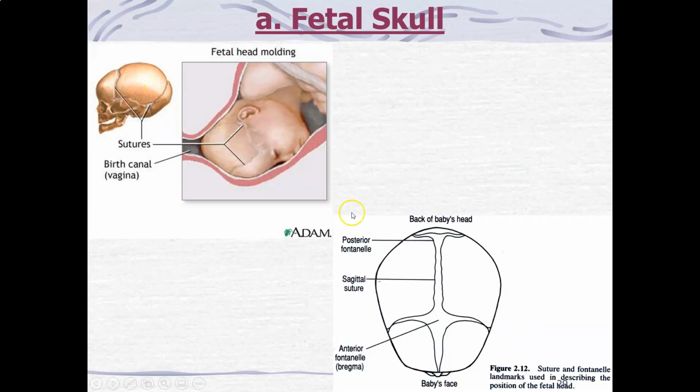All right, so here are the sutures in the fetal skull. These are the suture lines. So you see that the skull is not fused at all, and that is so that these bones can cross over each other as needed to shape the baby's head to fit through the birth canal. What you see here is your anterior fontanelle, which is diamond shaped, and your posterior fontanelle, which is triangular shaped.